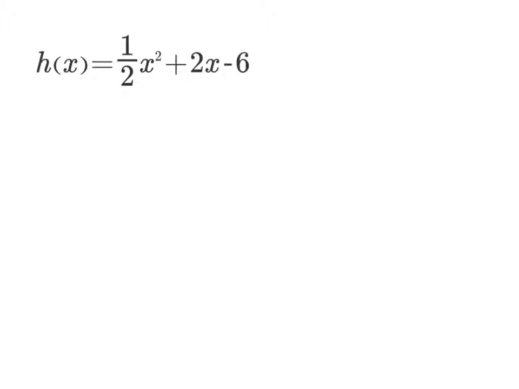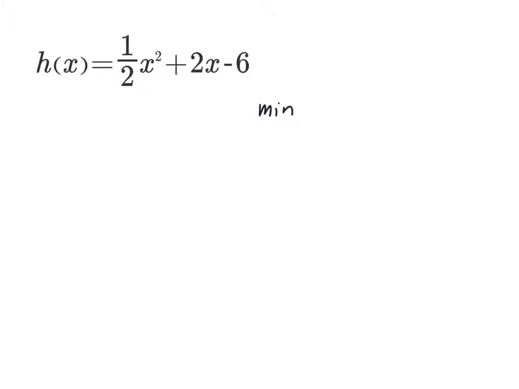Find the maximum or minimum value of the function. Now, I know that this is going to be quadratic. I also know that it's going to look like this, mainly because this guy is positive. If this guy was negative, it would look like this. But it's going to look like this, which means I'm going to have a minimum value.